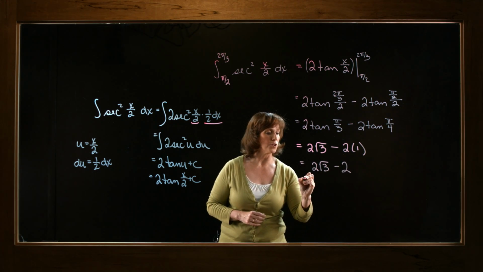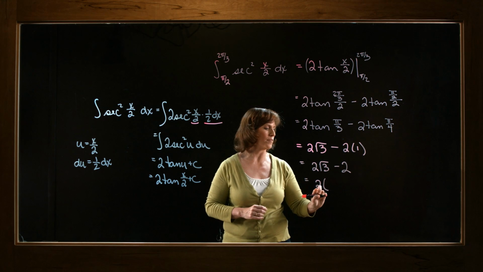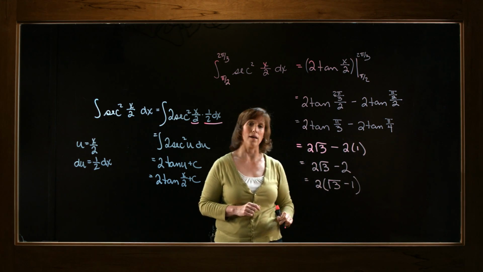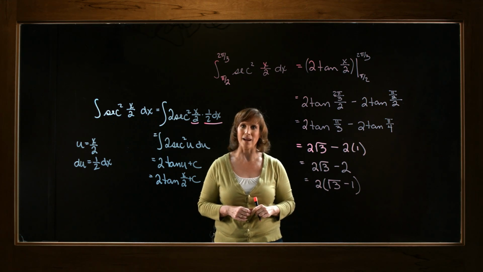Now, if you would like, you could also factor a 2 out of this and have 2 times the quantity root 3 minus 1. Either of these answers is perfectly correct.